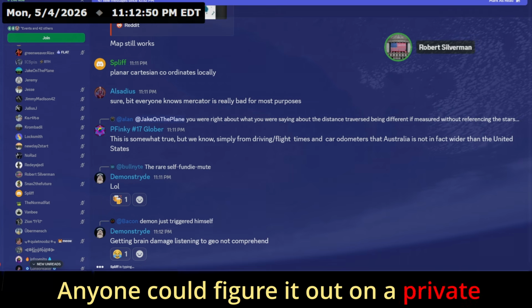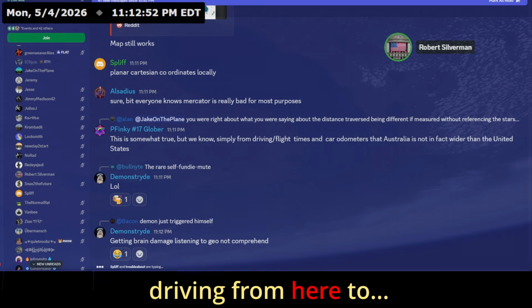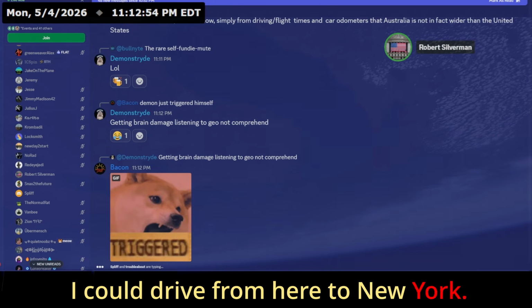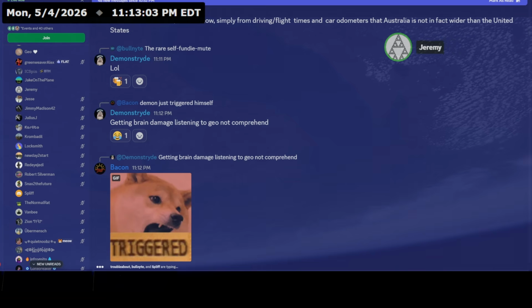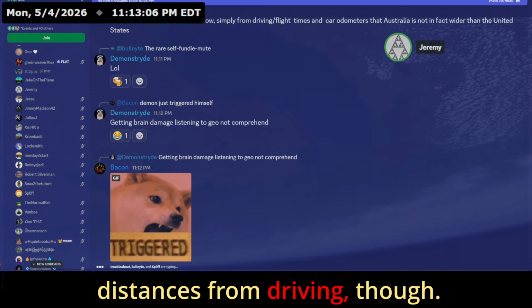Anyone could figure it out on a private plane, a private boat, driving. I could drive from here to New York. There are so many things you could do. You don't have to depend on the government. Yeah, but you're not getting A to B distances from driving, though, right?